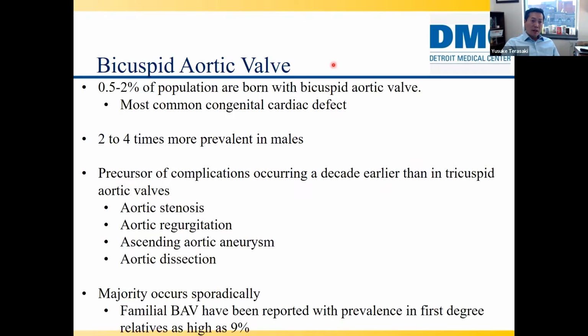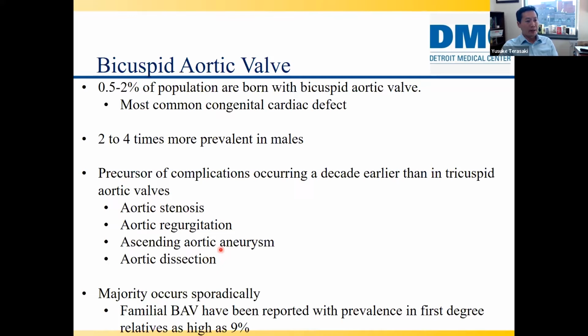So bicuspid aortic valves occur in 0.5 to 2% of the population. And as Dr. Arraez has mentioned, it's the most common congenital cardiac defect. It is 2 to 4 times more prevalent in males. And it is a precursor of complications occurring a decade earlier than in tricuspid aortic valve patients. And they can manifest in the setting of aortic stenosis, aortic regurgitation, ascending aortic aneurysms, as well as even aortic dissections.